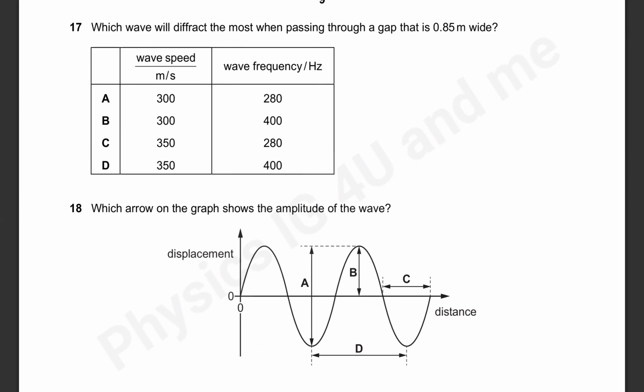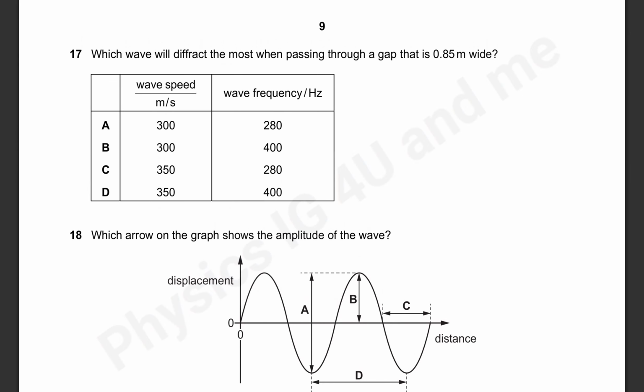Now, this question is about diffraction of waves. Here it says, which wave will diffract the most when passing through a gap that is 0.85 meter wide? Okay, in this case, in order to check which one will diffract the most, we need to find wavelength, right, and compare it to the size of the gap. Here, of course, I know wavelength equals speed over frequency, so I have to apply this formula in each one. Let's find it for each of them.